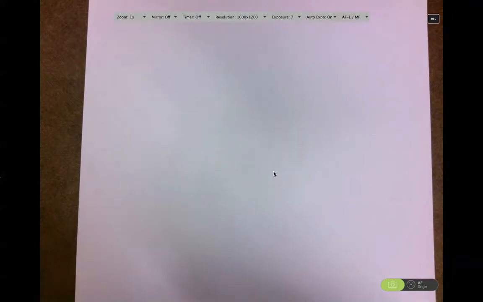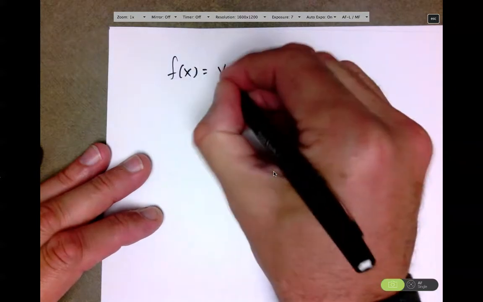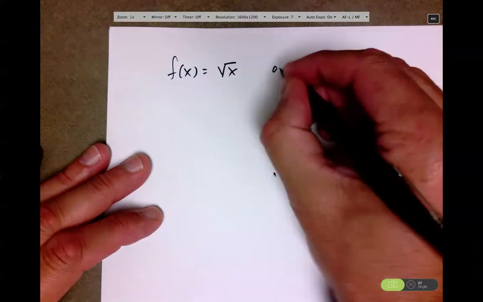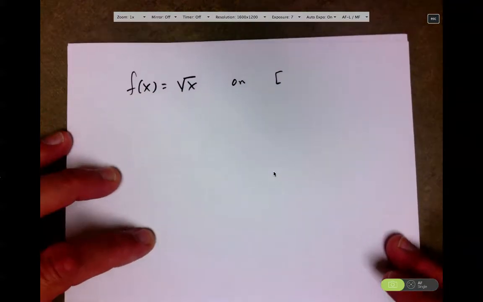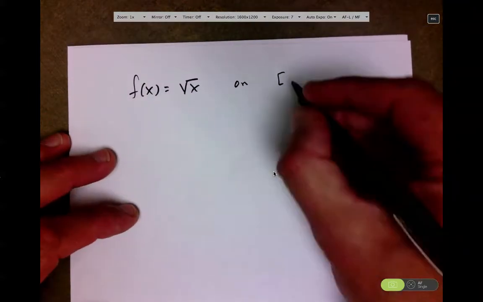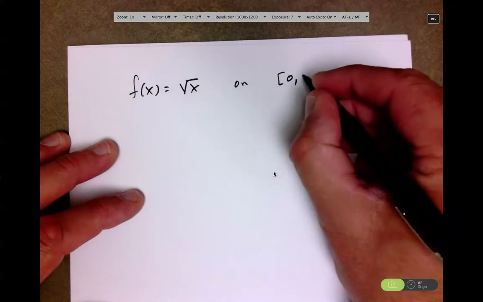Suppose that our function this time is the square root function. So f of x is square root of x. And I want to find the value of c that satisfies the conclusion of the mean value theorem on the interval from 0 to 4.